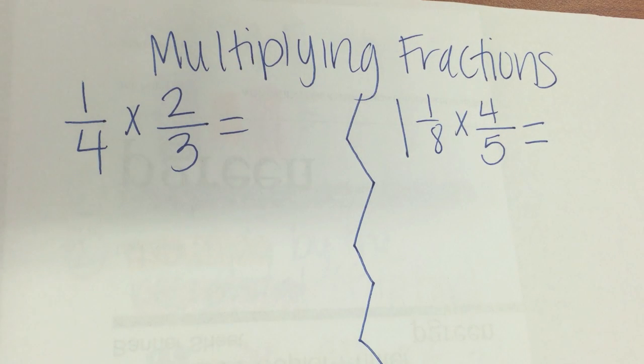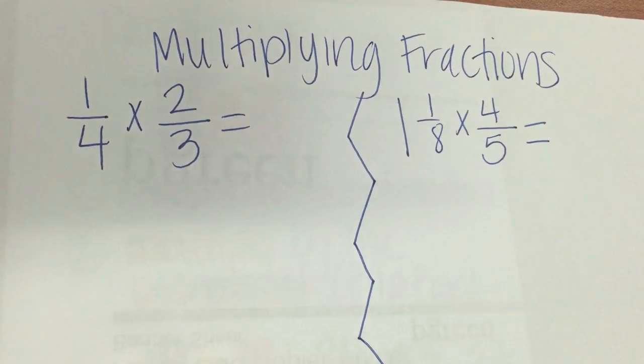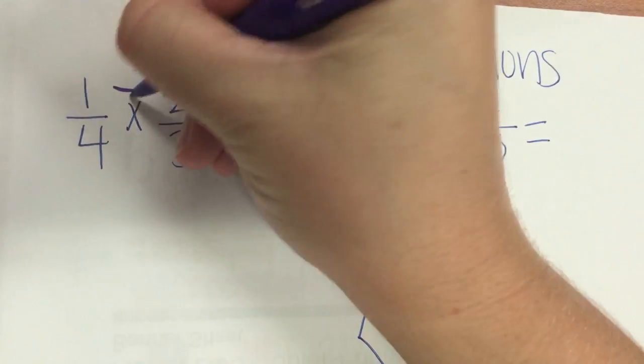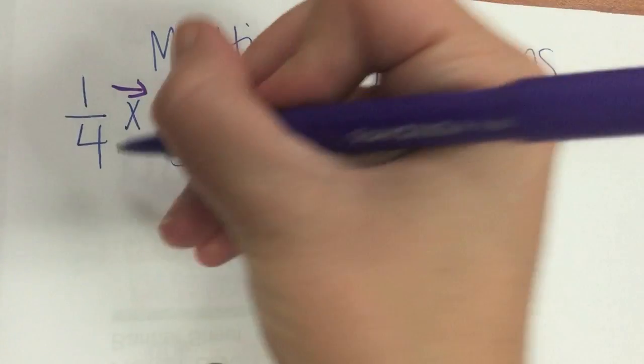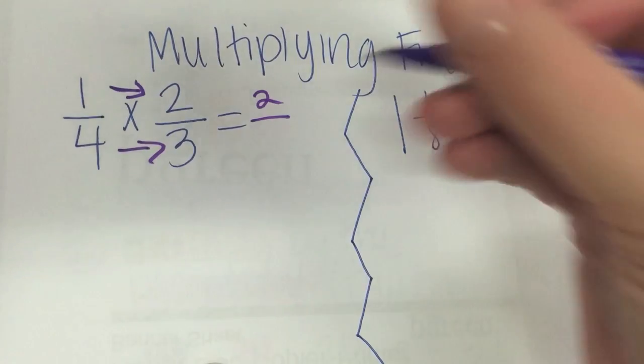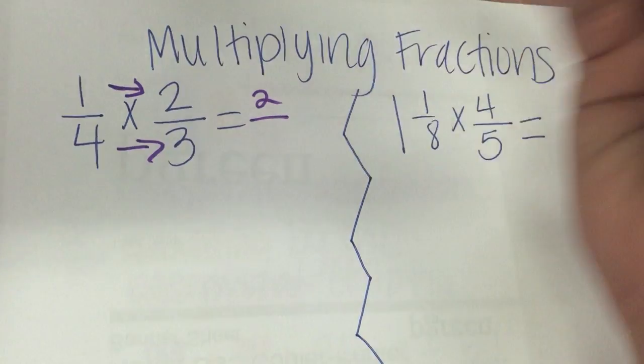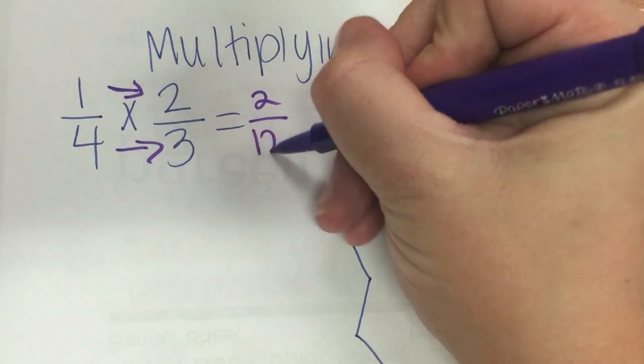When we multiply a fraction, this is super simple. I'm going to multiply my numerators by my numerators and my denominators by my denominators. So on this one, 1/4 times 2/3. I'm just going to multiply 1 by 2. You simply straight across multiply. Straight across, yes. 4 times 3 is 12.